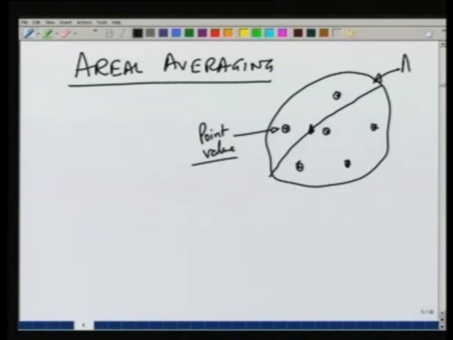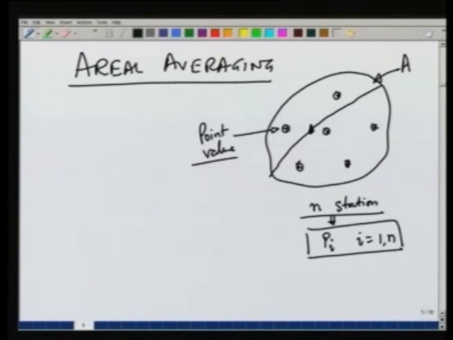So, suppose this area is A, and these are, let us say, n rain gauges or measuring stations, and for each of these n stations we have the value of precipitation P_i, where i goes from 1 to n. From this data we want to estimate the average depth of precipitation over the entire area A, so that we can multiply the area with that depth and get the volume of water generated from that precipitation event.